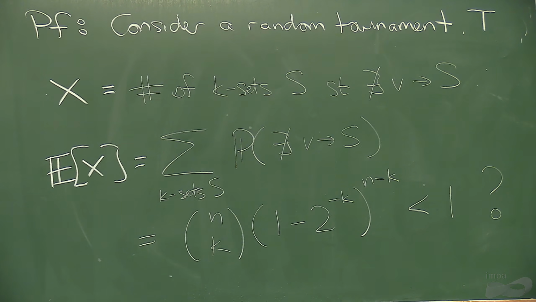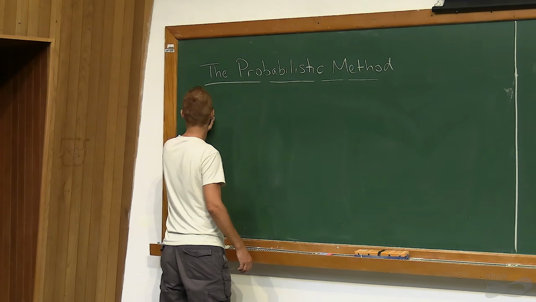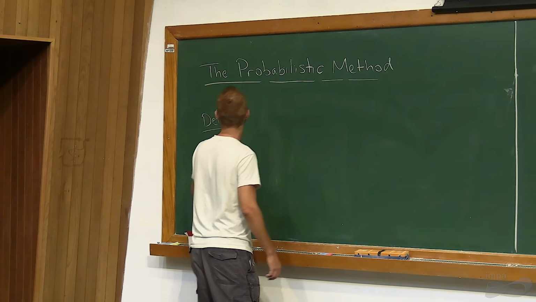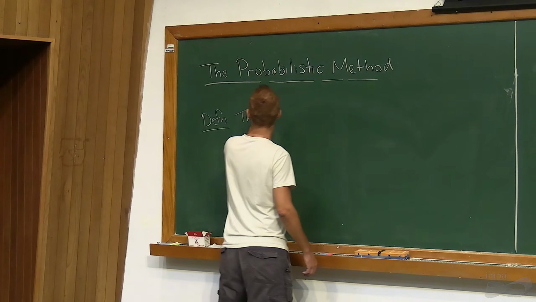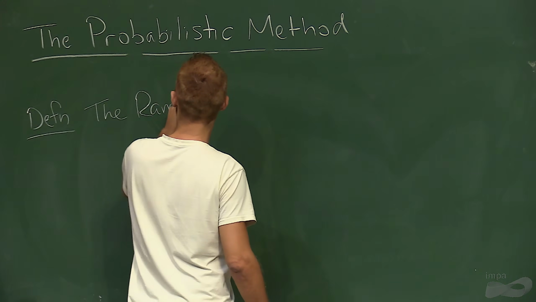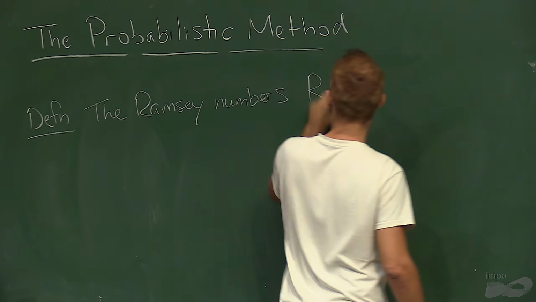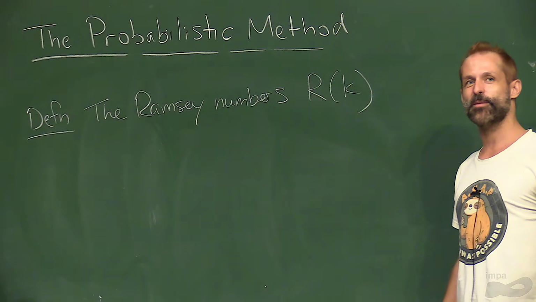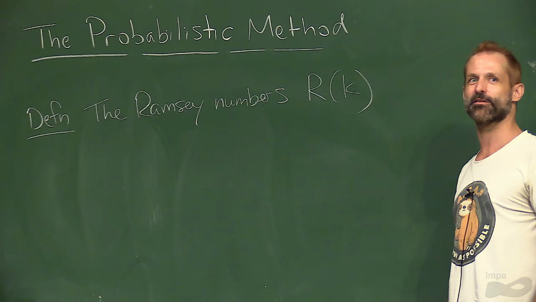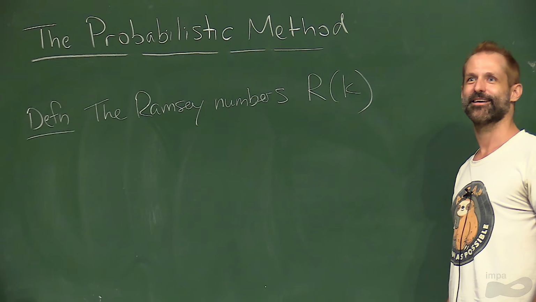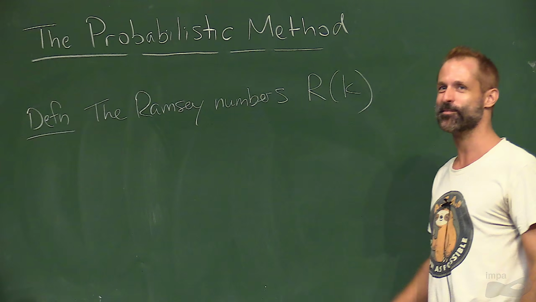Okay, let's do one more relatively simple example, and then maybe do something that's a little bit different. So, let's define the Ramsey numbers. How many people have already seen the Ramsey numbers? Okay, so maybe you'll know this already, but that's fine.